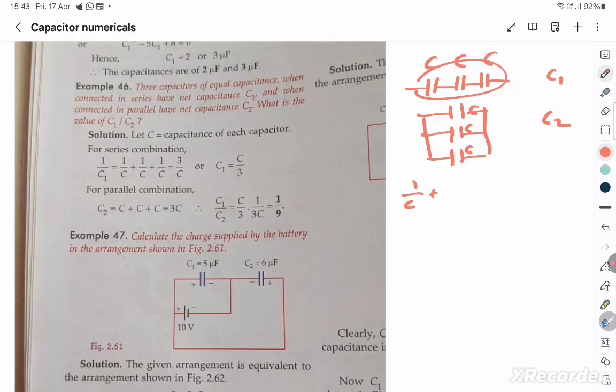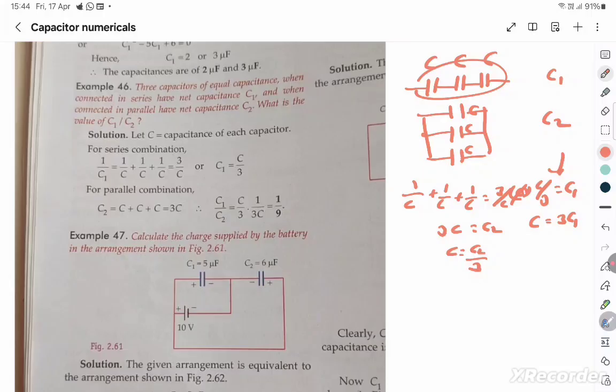In the first case it is 1 by C plus 1 by C plus 1 by C, which is 3 by C. Taking the reciprocal, C by 3 is equal to C1. In the next case, 3C is equal to C2. So C is equal to 3C1 and C is equal to C2 by 3. What are they asking? The ratio of C1 by C2. So divide C1 by C2: C by 3 by 3C. C and C get cancelled, it's 1 by 9. So that's about that question.